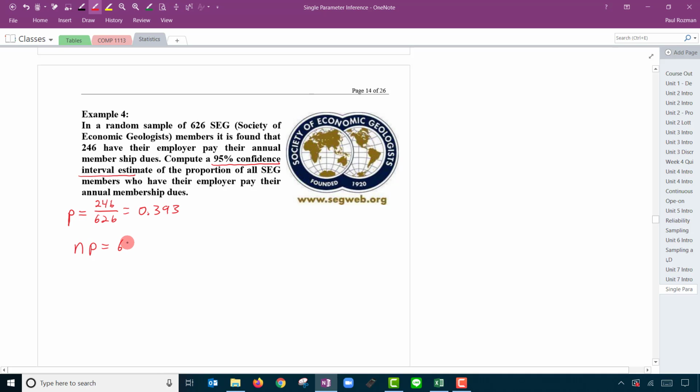And this will detect that. Our n in this case was 626. Our p is 246 out of 626. So we get 246, which is certainly greater than or equal to 5. So that part checks out.